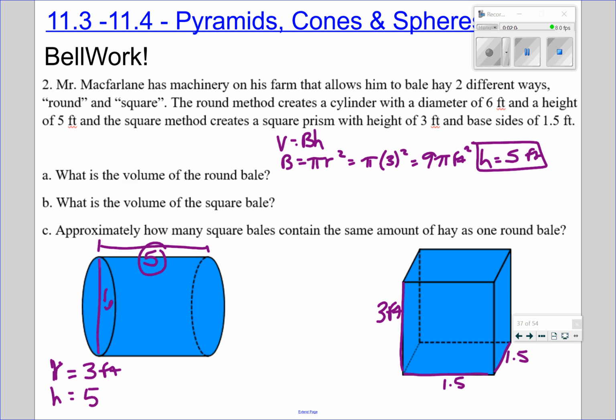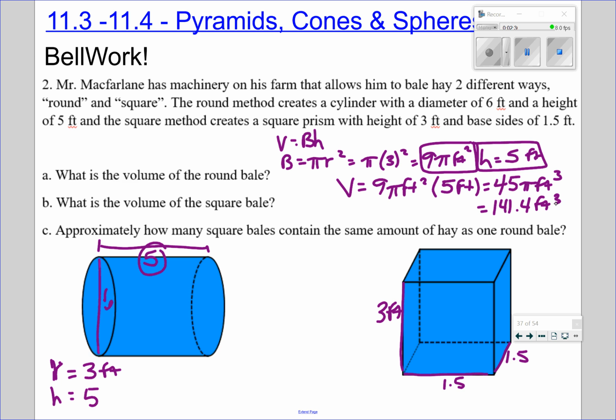So we're going to take these two values here, and we're then going to do volume equals 9 pi square feet times 5 feet. So your answer would be 45 pi cubic feet, or if you rounded that to the nearest tenth, you get 141.4 cubic feet. So that's the volume of our round bale.